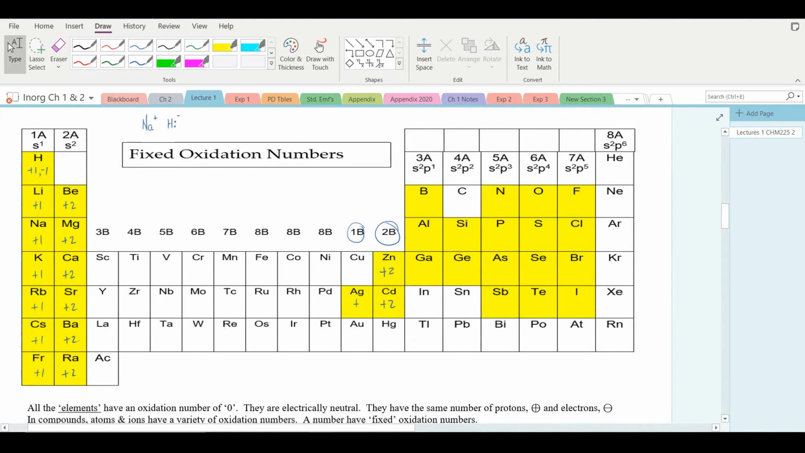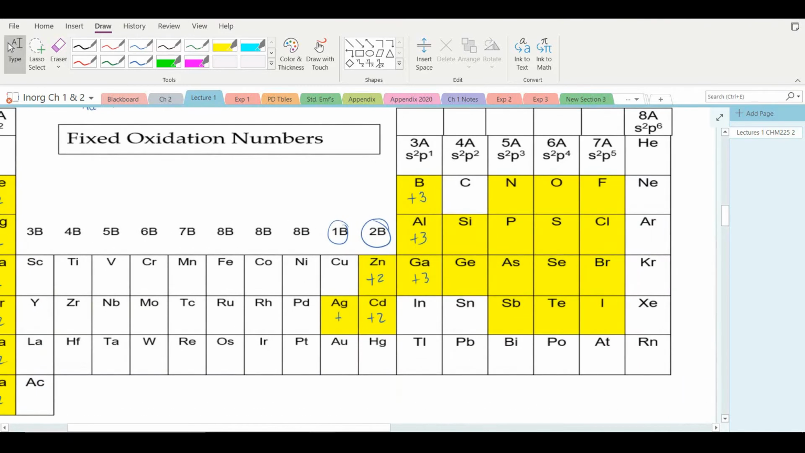Move to group 3A. Group 3A elements would like to lose 3 electrons. Turns out that boron, aluminum, and gallium are always +3 in all of their compounds, and they're in group 3A. You say, what about indium and thallium? Well, +3 is a common oxidation number for indium and thallium, but it's not the only one, and I want to focus on those that have fixed oxidation numbers.